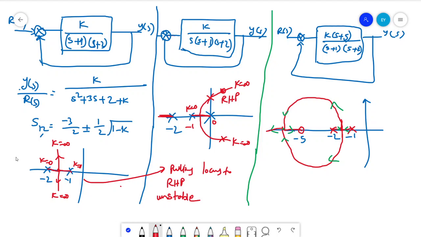Here, if you see from this point to this point, adding an extra 0 on the left side, even if you add the 0 here or at the origin, definitely one pole is going to converge at 0, right? So the probability of the system going unstable will be less. So that is the effect of a 0 in the closed loop system.